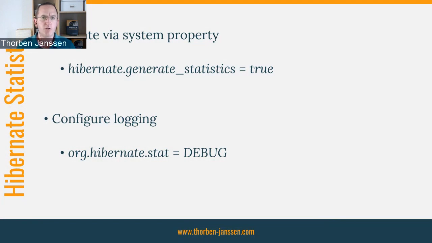In general, I recommend to set it as a system property on your development and maybe a few test systems, just to make sure that you don't deploy it to production. So better not add it to any configuration files. And then you also should configure the log level for org.hibernate.stat to the level debug.